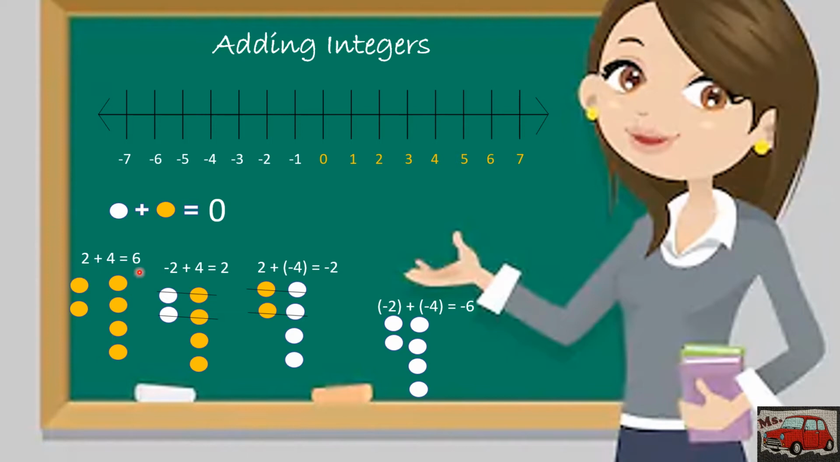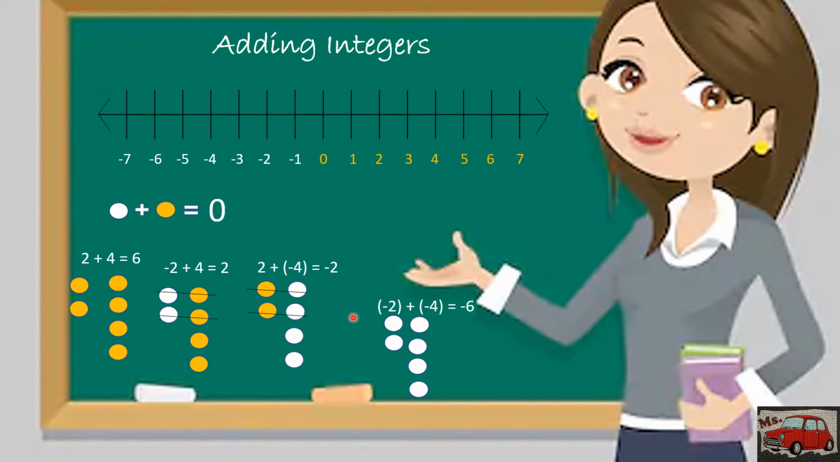Okay? In this example, negative 2 plus 4, I have 2 negatives and 4 positives. Since I have pairs of white and orange, these two cancel out, and what remains is positive 2. That's why the answer is 2. Now, I have here 2 positives and 4 negatives. Again, I cancel a pair, so what remains here is negative 2. Therefore, the answer is negative 2.